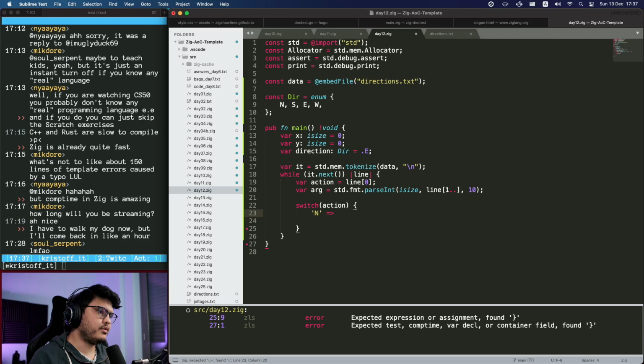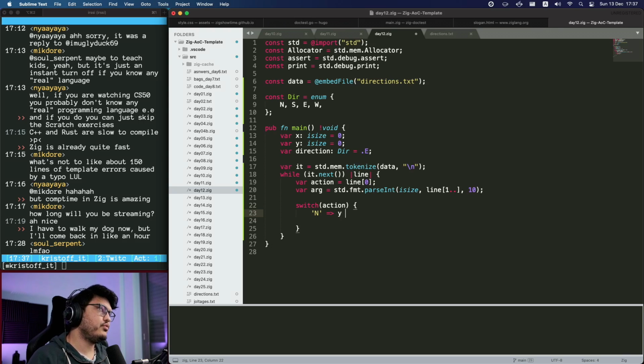And if the case is north, we do y. And here's the interesting thing. We need to have a proper way of deciding where the plus sign is and where the minus sign is. Does it matter? I don't think it matters. It only matters that we are consistent. So let's say we want to be positive if we move east and north, and negative going south and west.